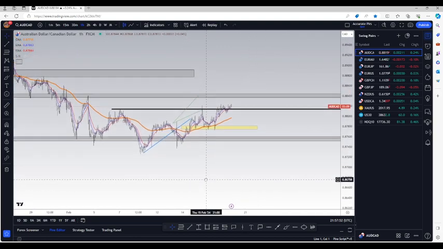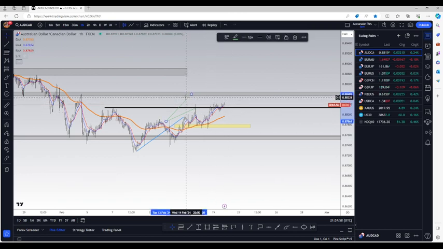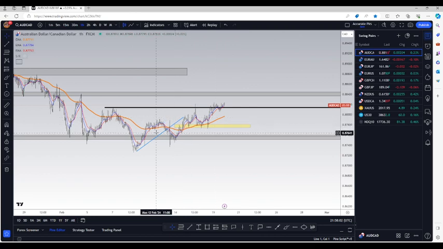I like to do this live so you can see when I clean up my charts, and literally everything is just live and direct. So we're just going to clean up the chart a bit, and we're going to go on to the weekly time frame.